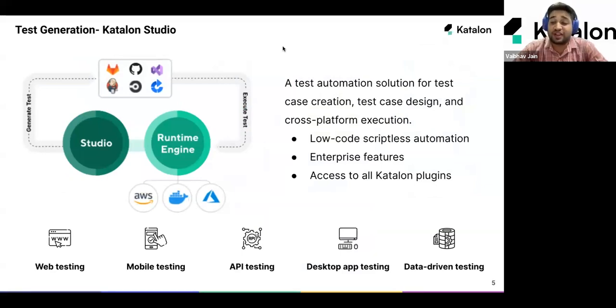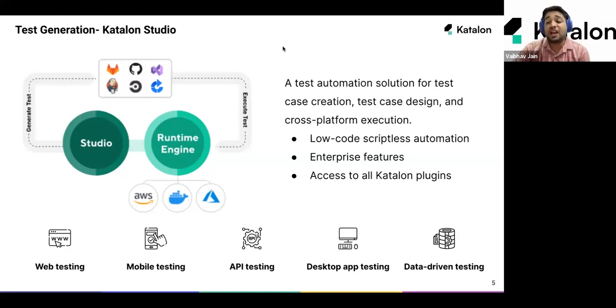So next, we will see how we can achieve end-to-end script testing with the help of Katalon Studio. As I have said, with Katalon Studio we can do test case generation, and we can easily integrate with different repositories like GitHub, GitLab, Docker. We can do the execution over the test runtime engine, or over the cloud. With Katalon, we can easily do test script generation, test case design, and cross-platform execution. And this we can easily achieve with low-code, scriptless automation with the enterprise features.